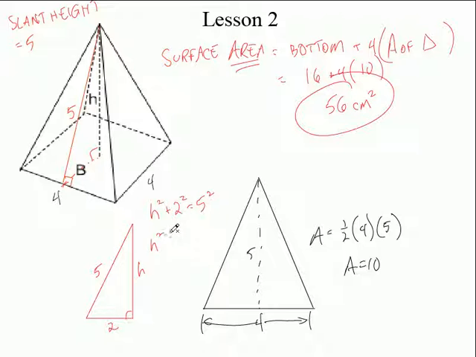Okay, so h squared equals, what's this? 25 minus 4, which is what? 21. Everybody see what I'm doing? Take the square root, so what's h? It's the square root of 21. Why would I need the height? If they ask you to find the volume, you have to find the area of the base times the height. So the area of the base would be 16, that's easy, times the height, which would be the square root of 21. Everybody with me?